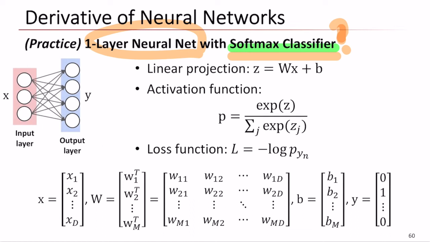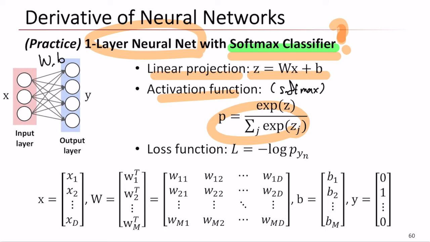Okay, let's do that. First of all, we already know a one-layer neural network consists of a linear projection, then an activation function. In this case, the activation function is not a sigmoid but softmax, to solve the multi-class classification problem. And the loss function was the error loss we discussed so far. The associated parameters: x is in t by 1 space, W consists of w1 transpose, w2 transpose, through wm transpose, and vectors p and y.